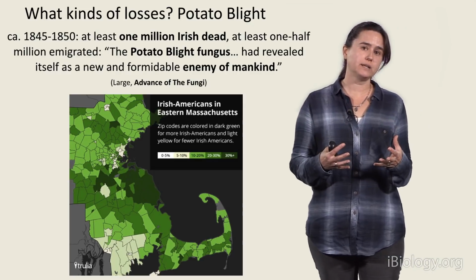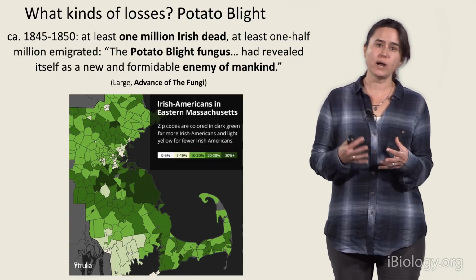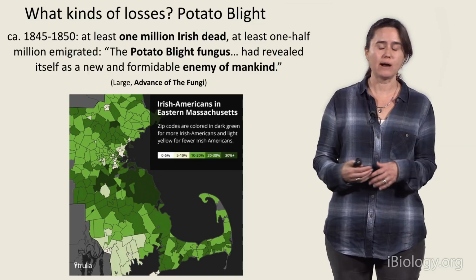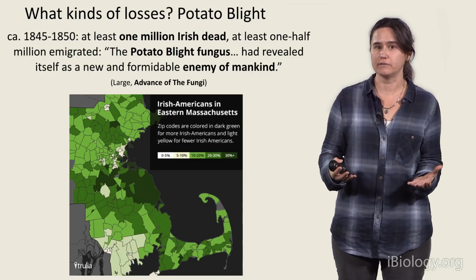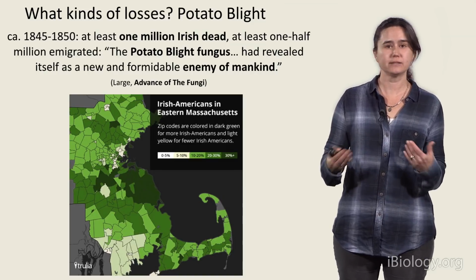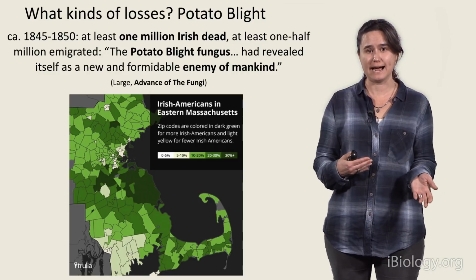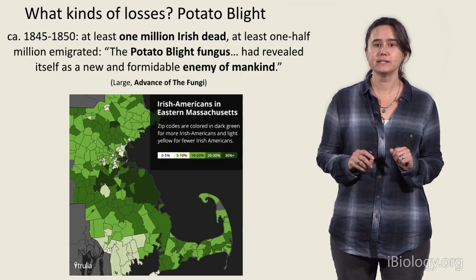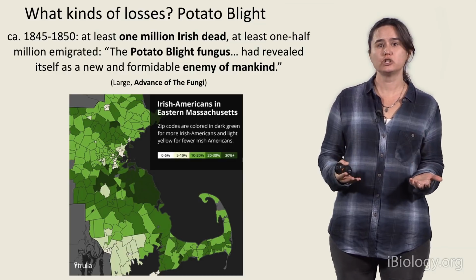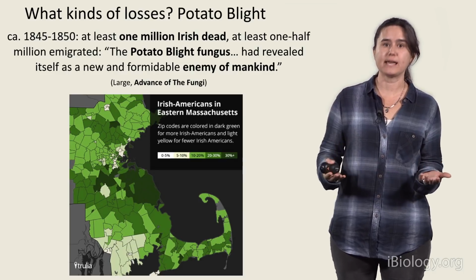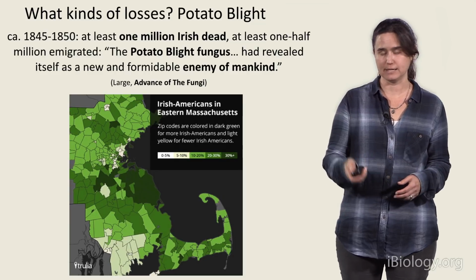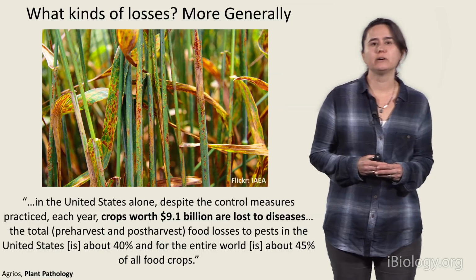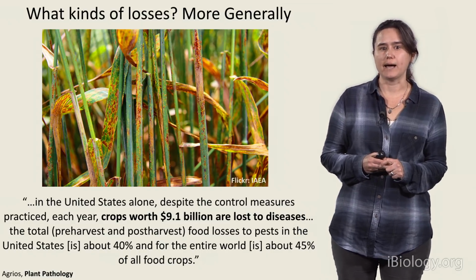So this is one story about how one disease really shaped our world. It shaped how Ireland is. Ireland has still not recovered demographically from the potato blight. There's still fewer people in Ireland now than there were before 1845. And certainly the United States has been shaped by the immigrants that came from Ireland in the wake of this disease. That's a specific story. What about more generally and more globally, perhaps?